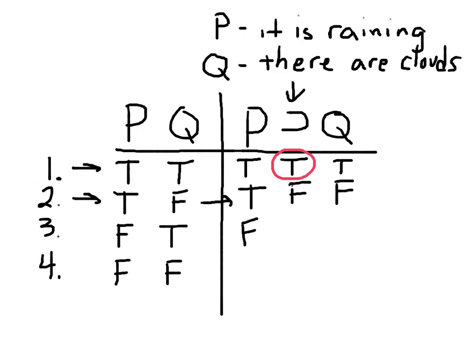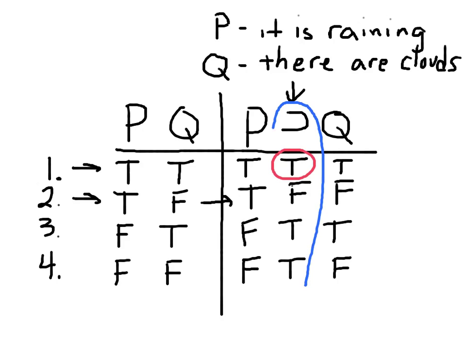Row 3 is a little bit tricky. It's false that it's raining, and it's true that there are clouds. Well, that happens all the time. It's just a cloudy day. It doesn't break the promise. The promise isn't broken. The promise is only broken when it's raining and it's false that there are clouds. And so row 4, it's false that it's raining, it's false that there are clouds. The conditional still hasn't been broken. So this is the corresponding truth values for that conditional claim.